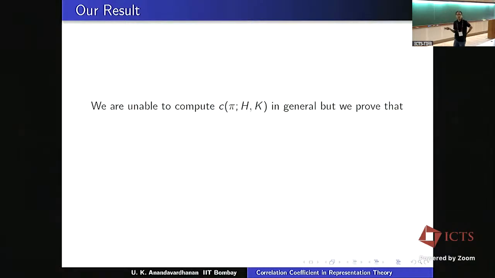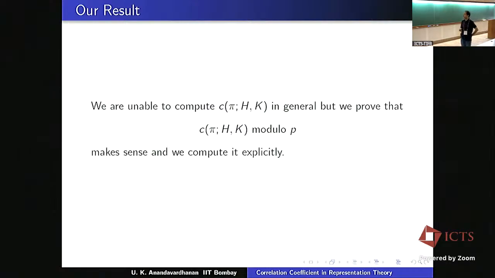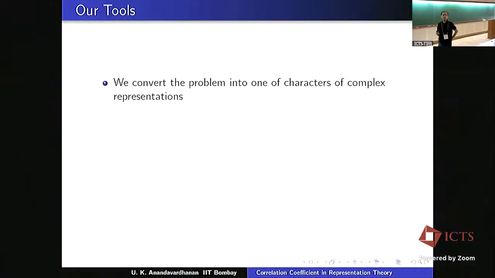Now we are back to our example, GL2FQ, split torus, non-split torus. But we proved that this can be computed, and we compute it explicitly. So let me say how we do it. The first step is convert the problem into one of character theory of complex representation. This we already did. This was the elementary lemma.